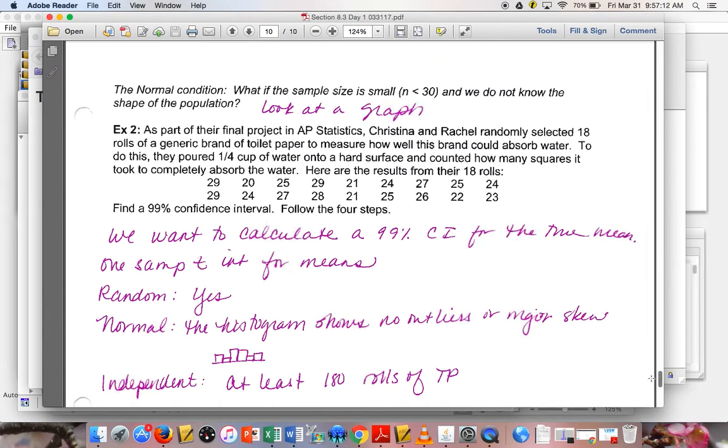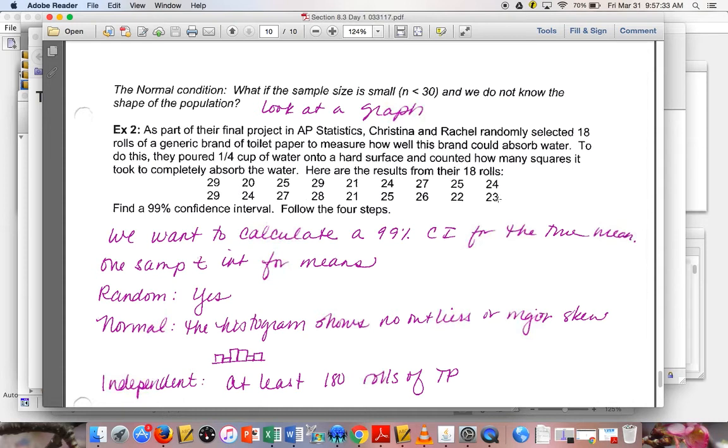The last problem here, sometimes with that normal condition, I'll spend a little bit more time on this in the next lesson. So what if the sample size is small and we don't know the shape of the population? If we can look at a graph, and as long as we don't see any major skew or outliers, we can usually proceed. So here's an example.